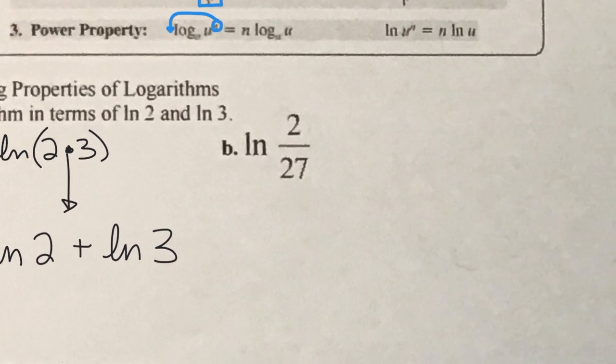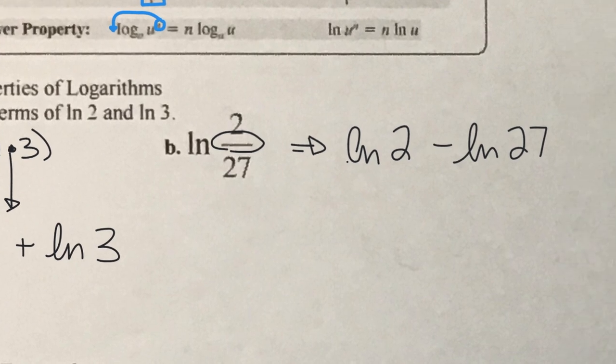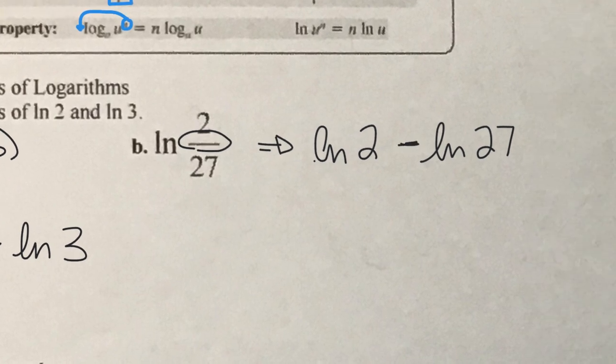In the second one, first we're going to have division. Division becomes subtraction. So that's natural log of 2 minus the natural log of 27. It's always the top minus the bottom. So then let's look at 27 and see if we can write it as multipliers of 3. This is 3 times 3 times 3. Those are the three things that give us 27. So we could write this as 3 to the third power.